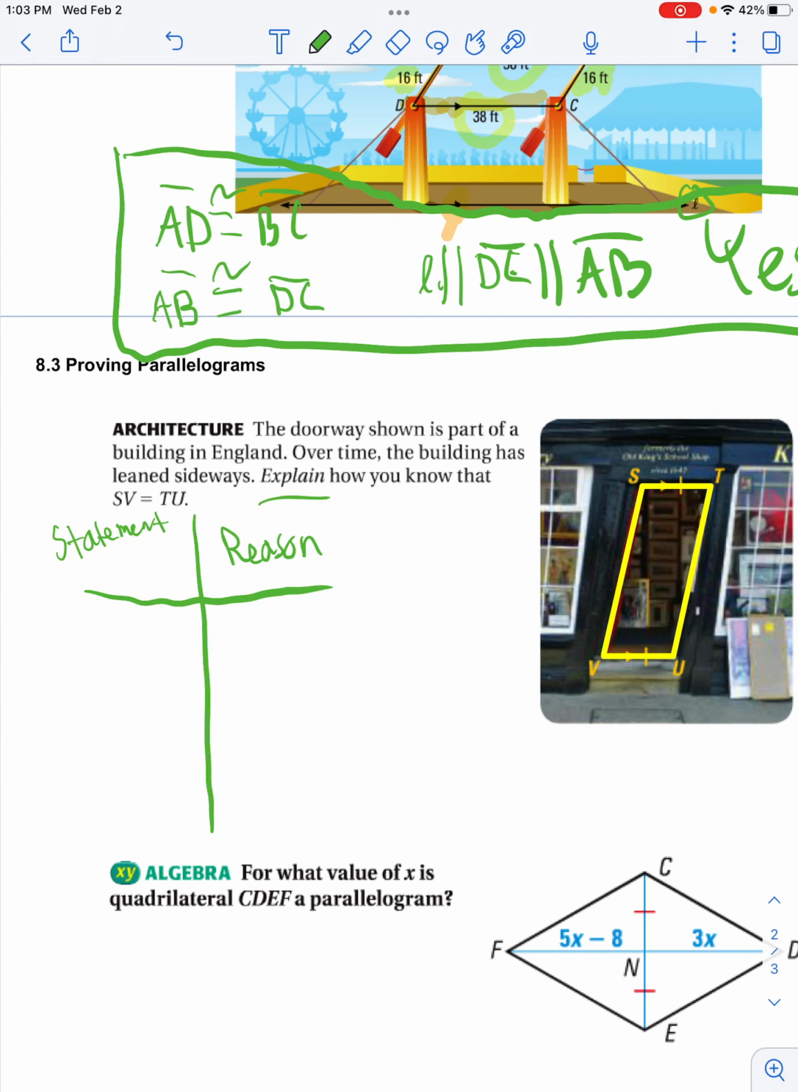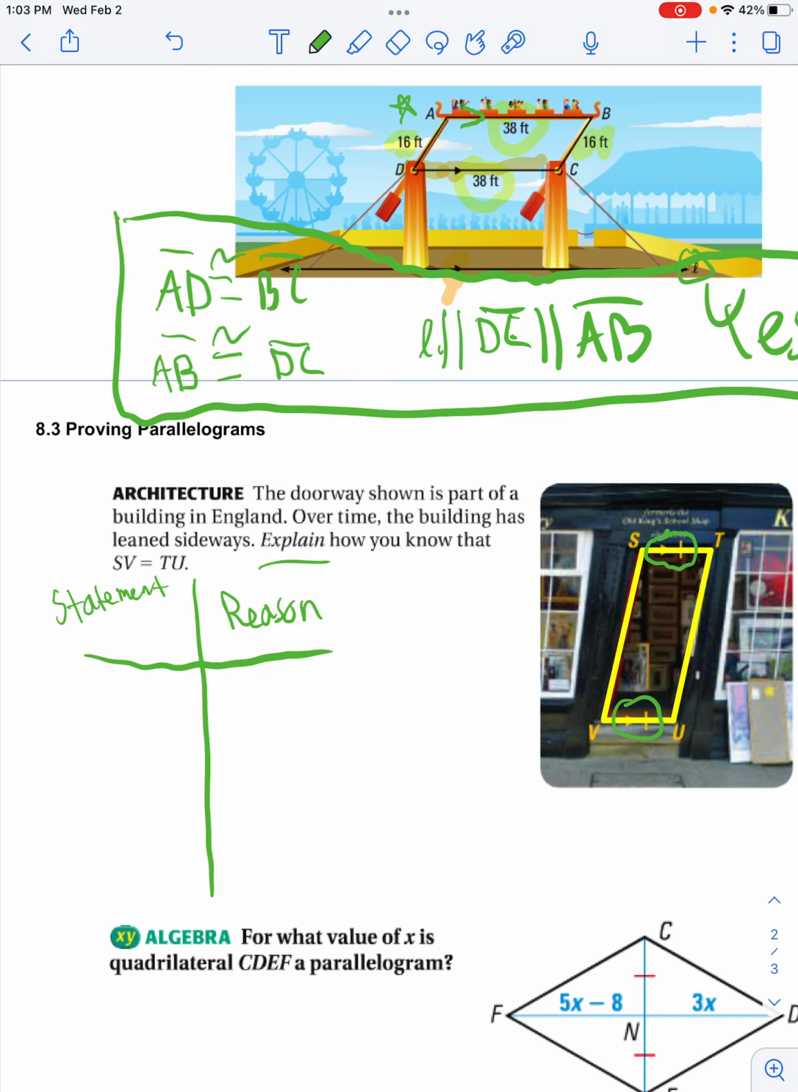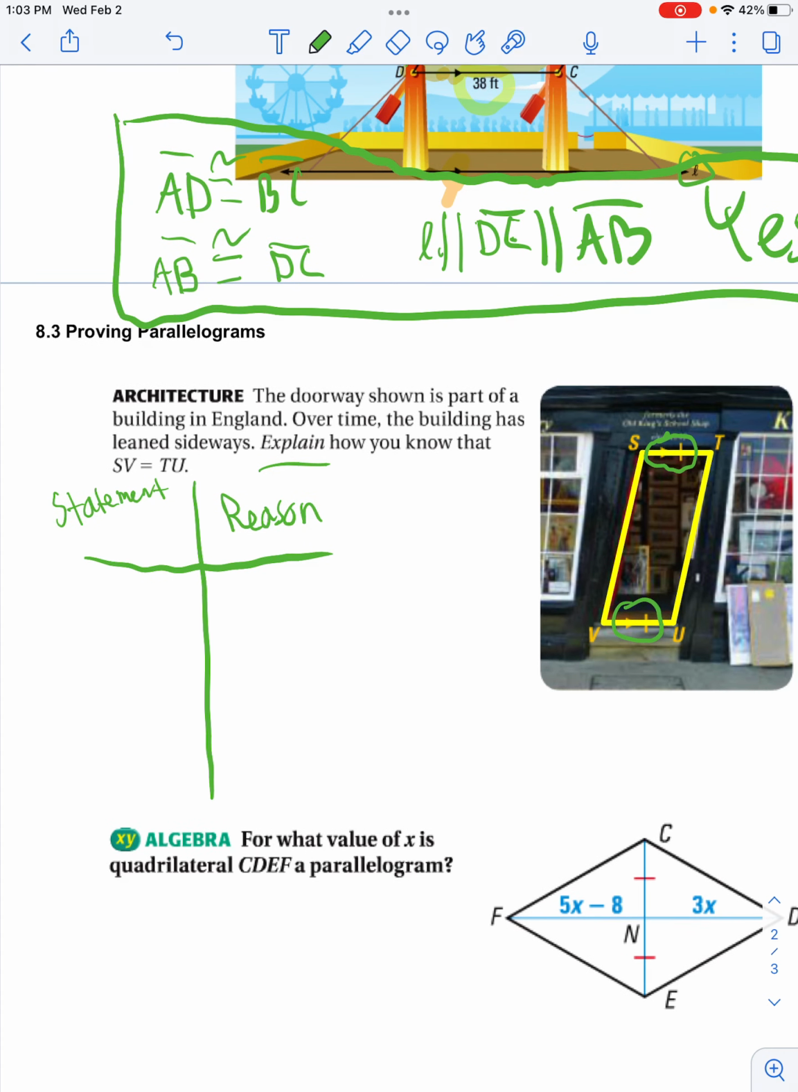So I'm going to say, and again, what do I notice? I notice these things here, and I notice these things here. So if I look, okay, I've got parallel and I've got congruent. So I'm going to say ST is congruent to VU, and that's given to me in the picture. And then I know that ST is parallel, two lines in a row means parallel, to VU. And again, that's given to me. My V's and U's look identical.